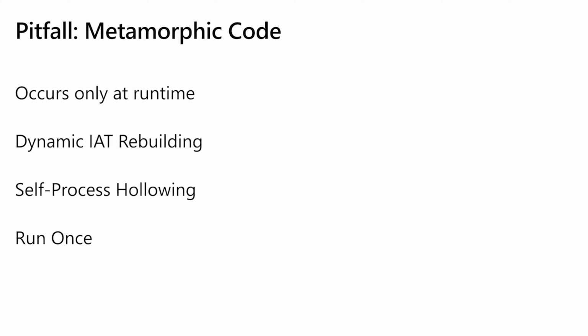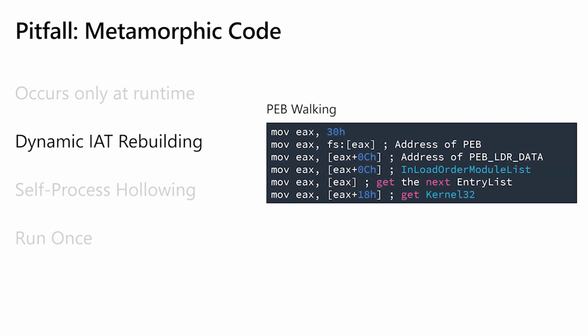All right, and metamorphic code. This is the code that only runs at runtime, and it changes the bytes in memory or the bytes on disk. For instance, like I mentioned, dynamic IAT rebuilding, or rebuilding the import address table. For instance, they don't have any imports at all except for NTDLL and kernel32. So they go with the PEB, the process environment block.